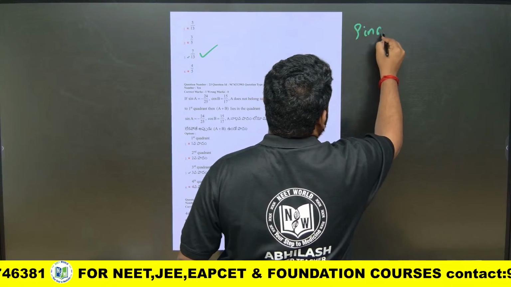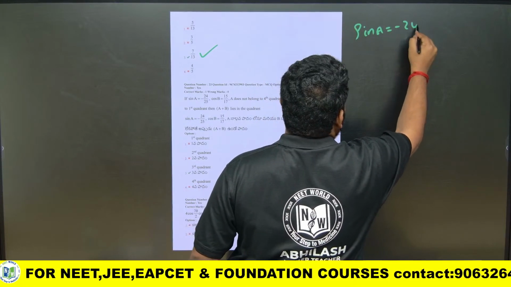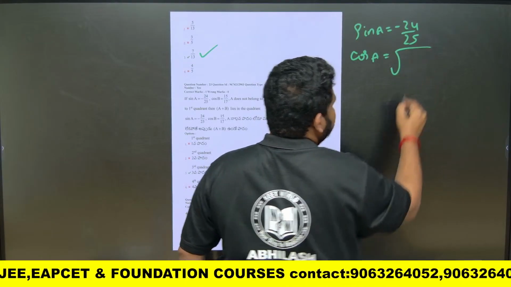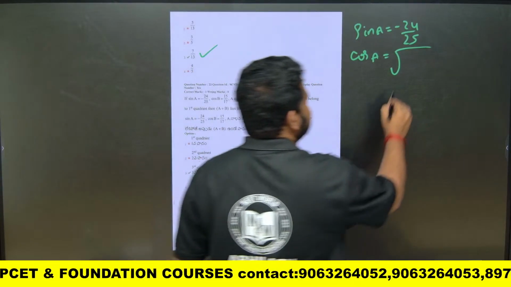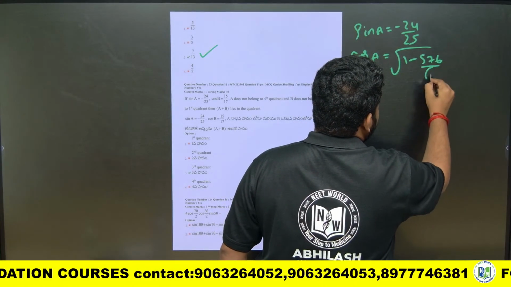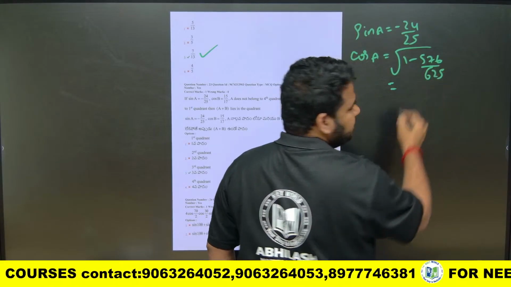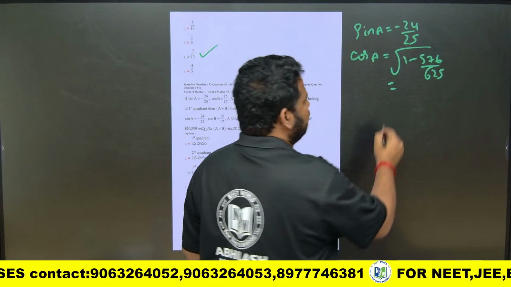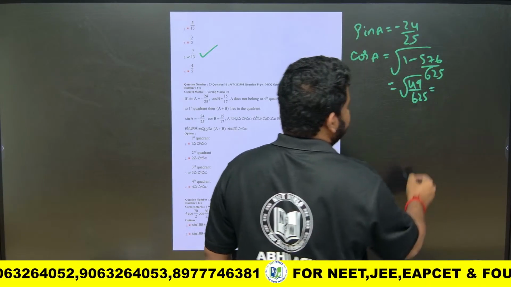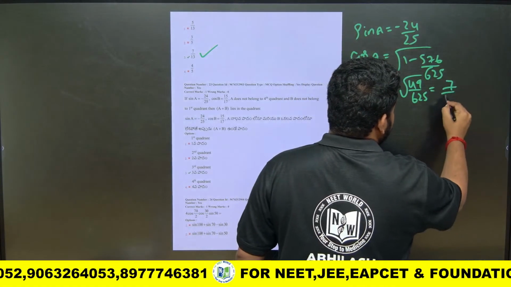Sin A is given as what, friends? Sin A is equal to minus 24 by 25. So cos A is nothing but equal to what? Cos A is square root of 1 minus sin square A. Square root of 1 minus sin square A is 1 minus 576 by 625. That is nothing but equal to 625 minus 576. What is that? I will get 49 by 625. That is nothing but equal to 7 by 25.